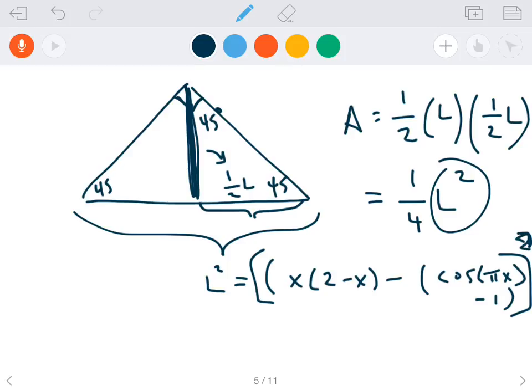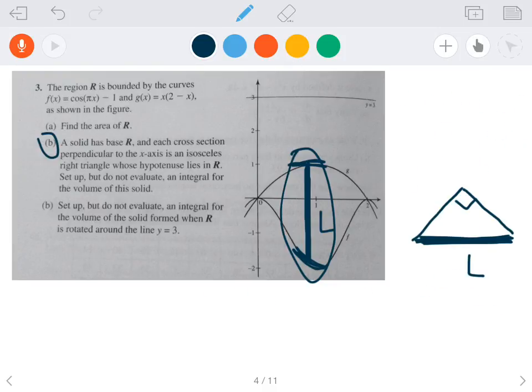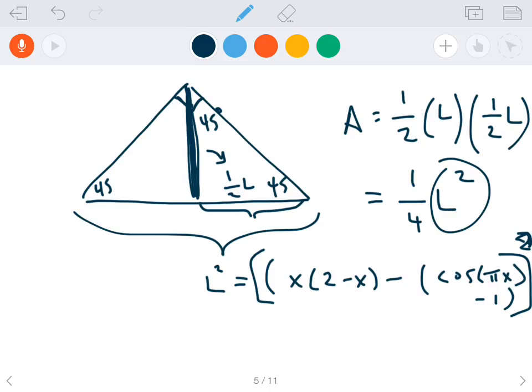And then I want to integrate all of those cross sections. So from here, integrate all the way to here. So I'm going to integrate from 0 to 2, all of those areas, which is 1/4 L squared, which is that monstrosity right here. Let's rewrite that on a new slide. I can pull that 1/4 out front if I want to. So from 0 to 2 of x, 2 minus x, that was my top function, minus the bottom function.